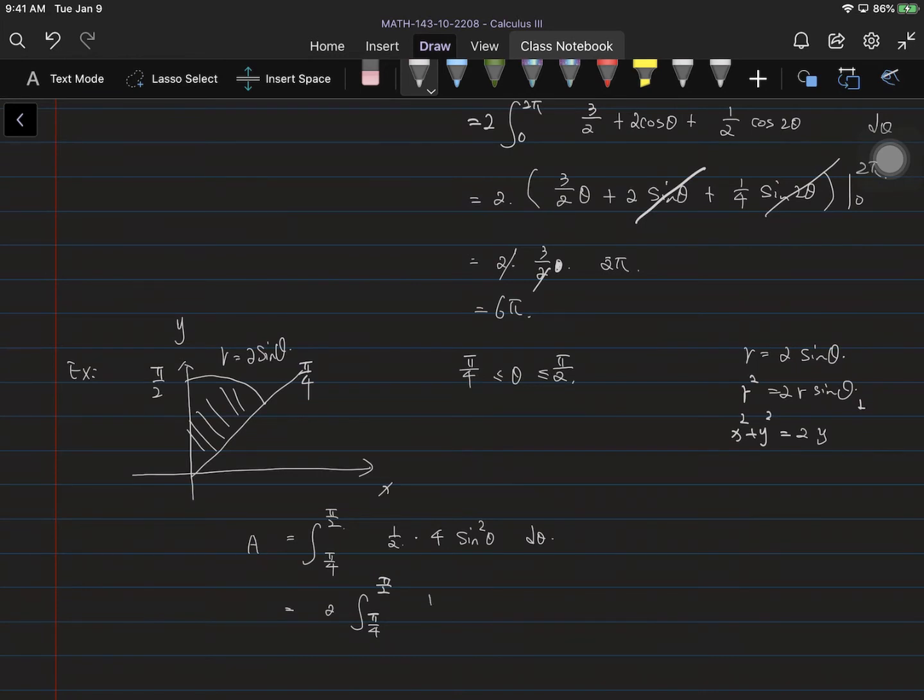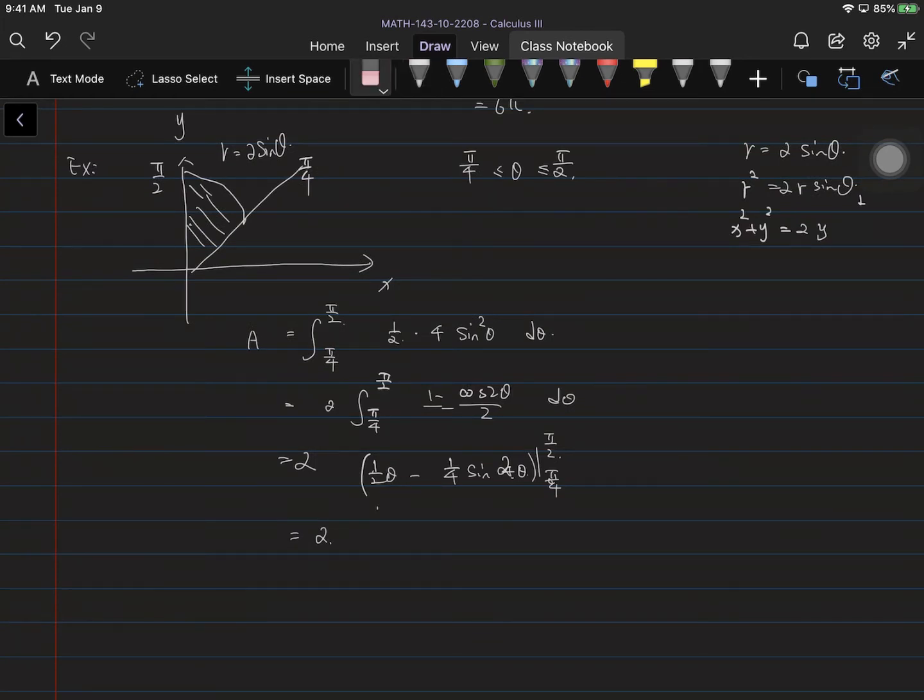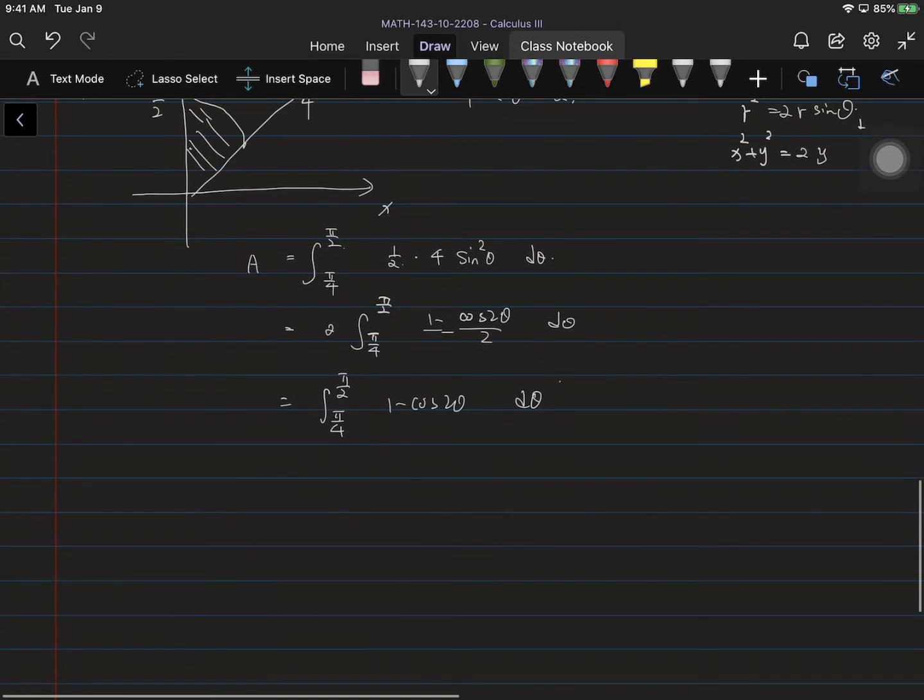And sine squared is (1 minus cosine 2 theta) over 2. And we can simplify the 2 and 1/2 now. The 2 and 1/2 cancel out, power 4, power 2, 1 minus cosine 2 theta. So we can make this integral a little bit easier. Now the integral of this one should be theta minus sine 2 theta over 2, and theta from pi over 4 to pi over 2.